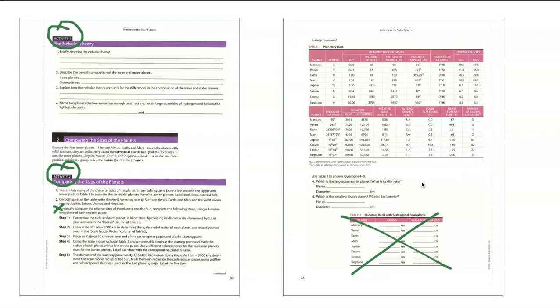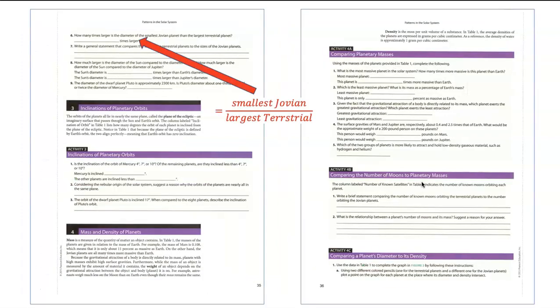On the next page, page 35, a lot of students have problems with that top question. How many times larger is the diameter of the smallest Jovian planet than the largest terrestrial planet? Well, you just figured out which was which in the previous question. What you're going to do is take the diameter of the smallest Jovian planet that you determined, and divide it by the diameter of the largest terrestrial planet. And just make sure you use the same units. Use kilometers divided by kilometers or miles divided by miles, and you'll get how many times larger the smallest Jovian planet is compared to the largest terrestrial planet.